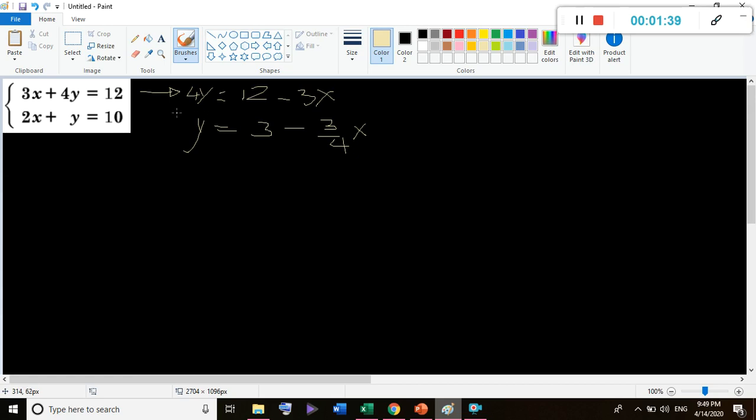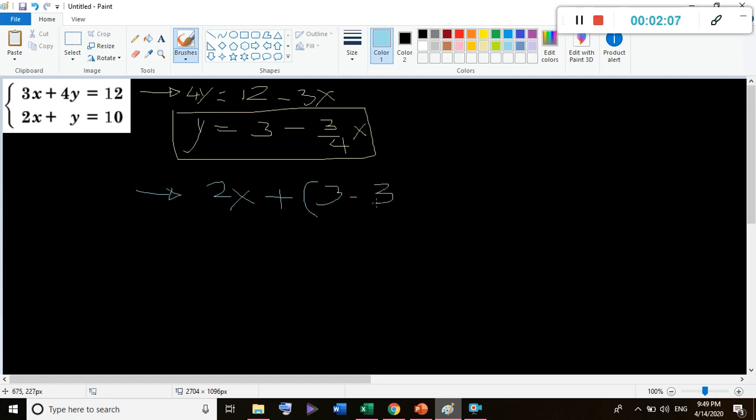Now we found y here. Now what does it mean to substitute? It means we're going to substitute the answer, 3 minus 3 over 4x, all of it, into y here, so we have only one variable to solve, which is x. Then we're going to find the answer for x. So now the second equation is going to be 2x plus, substituting into y here, 3 minus 3 over 4x, equals 10.